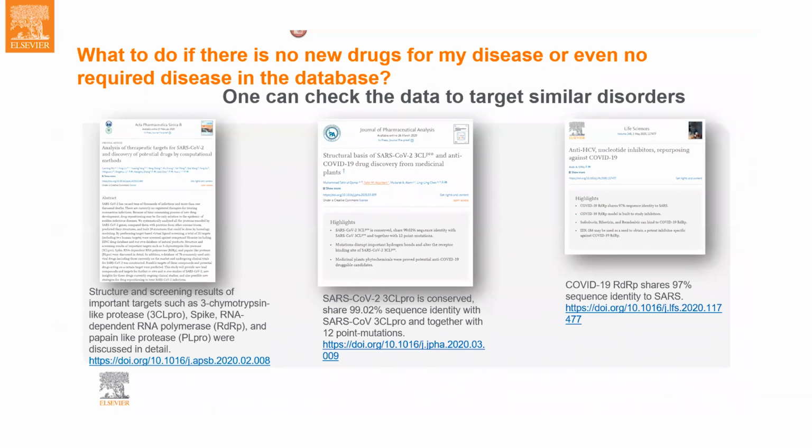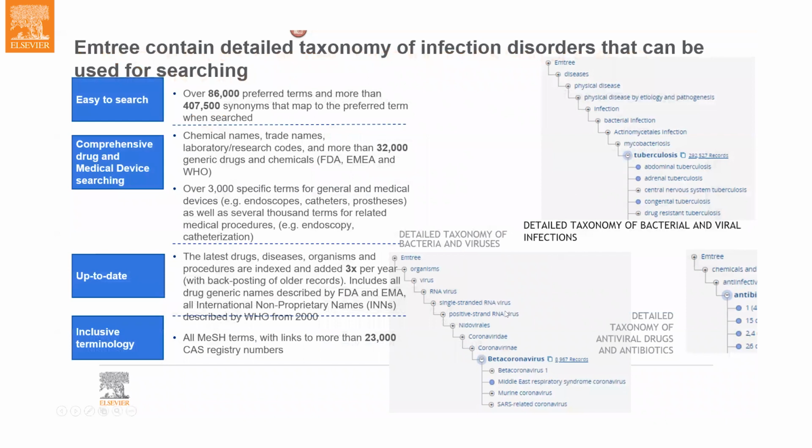And the idea is the following. If you don't have information about a current virus, some novel virus, you can leverage information from similar viruses. And this approach is discussed in several papers. And Embase is exactly the tool which can support you with this.